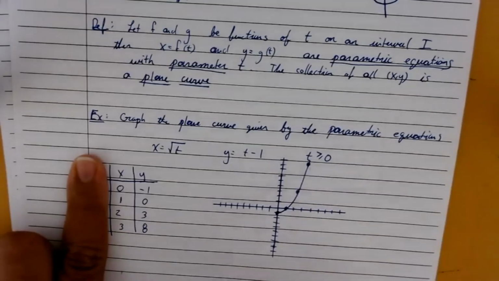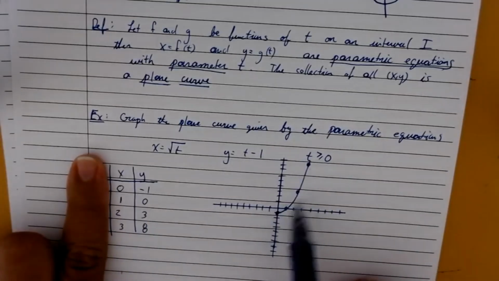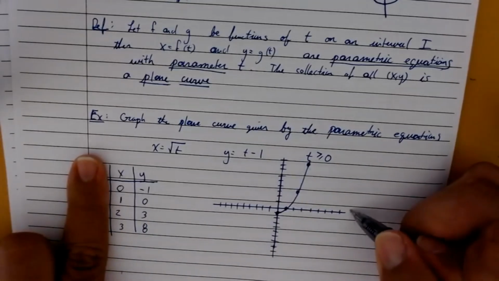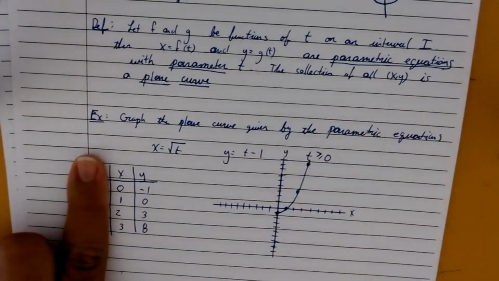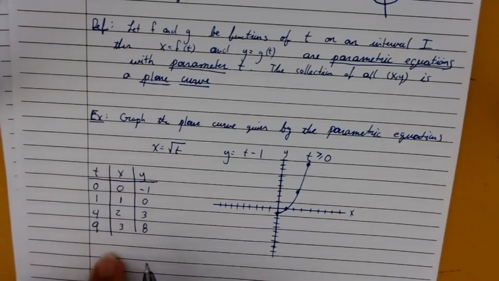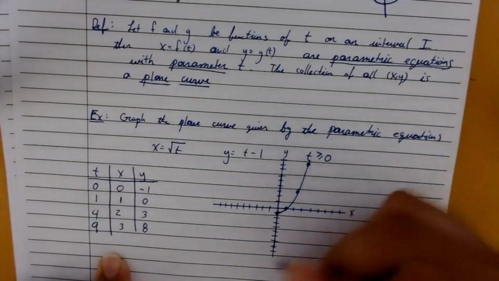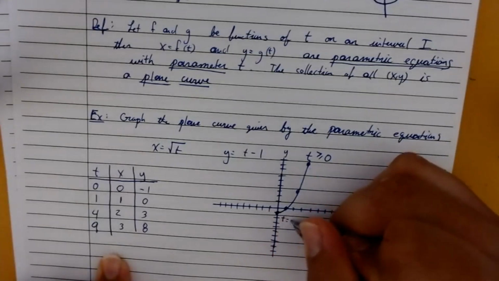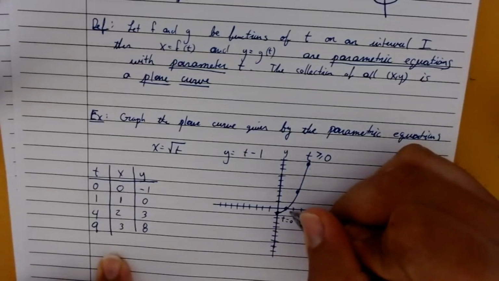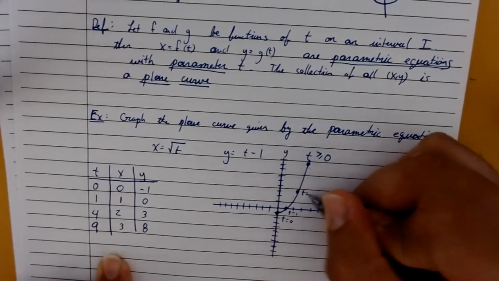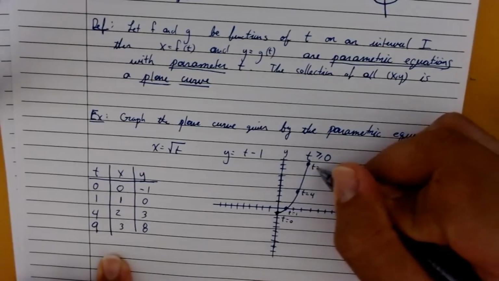Note that here we have x's and y's giving us our location on the xy plane as usual. But then you say, well, what about t? Do we just not use these anymore? So here we're going to label each point with its corresponding t value. Here t is equal to 0. Here's where t is equal to 1. Here's where t is equal to 4. Here's where t is equal to 9.